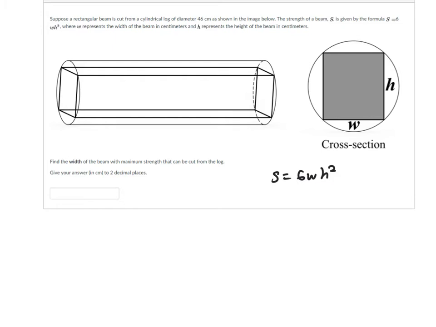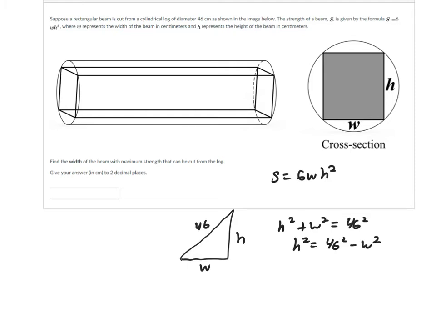Something else they tell us is that the diameter of the log is 46 centimeters. That's important because I can draw a picture: if this is W and this is H, then this is 46. We can use the Pythagorean theorem to set up an equation that relates them. H squared plus W squared is equal to 46 squared, which means H squared is equal to 46 squared minus W squared. That's very helpful because we have an H squared right there, so now we can replace it in.